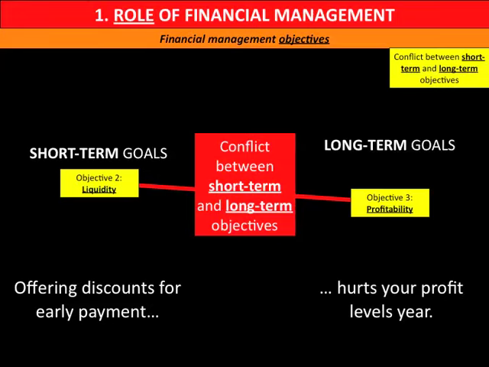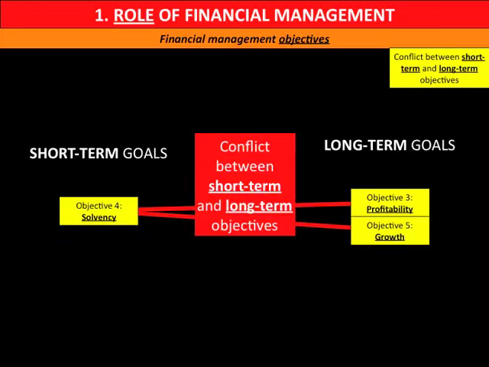But it's going to hurt your profit level for the year, because over the course of the year, you might only make 90 or 95% of the sales that you were going to make in terms of dollars. So that can be a conflict. And the business needs to say, all right, what are we aiming for here? Are we aiming for liquidity, or are we aiming for a higher profit level over the year?